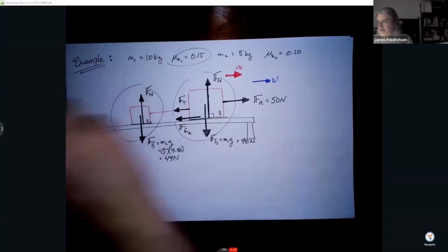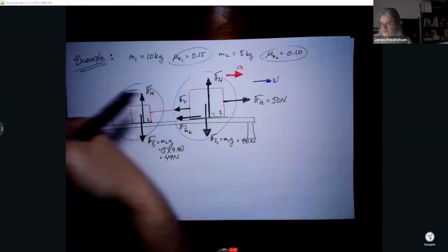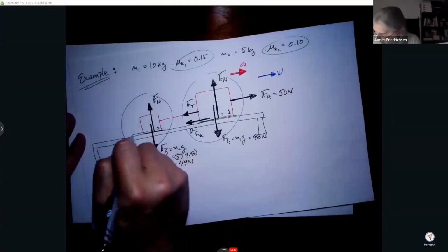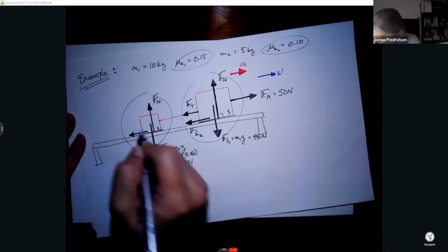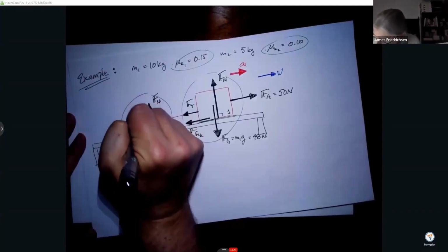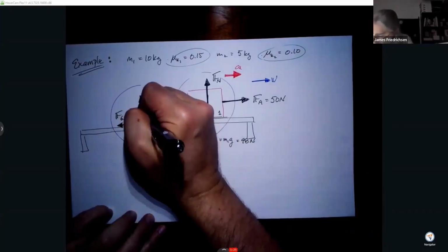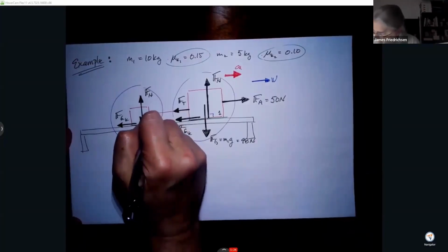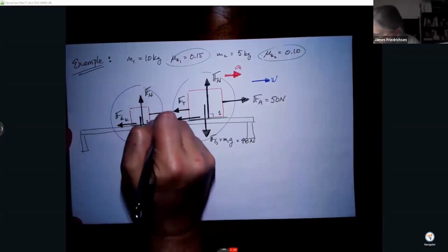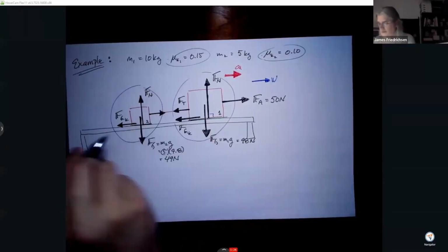Since we have a coefficient of kinetic friction, and the box is sliding to the right, the friction will go to the left, again parallel to the surface of contact. And then we're going to have the rope. The rope will create a tension. The tension force will go along the rope away from the object, so that's to the right.